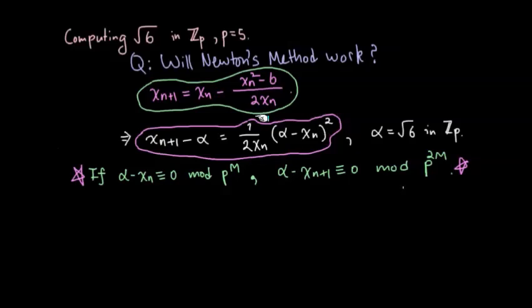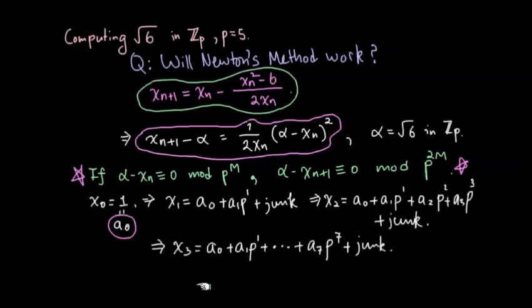If you raise it to the second power, of course this one gets p to the 2m, so this side here is divisible by p to the 2m. What that means is that xn plus 1 already has 2m coefficient digits correct. So if xn has m digits correct, xn plus 1 will have 2m digits correct. And this is the same phenomenon as Newton's method in the real line.